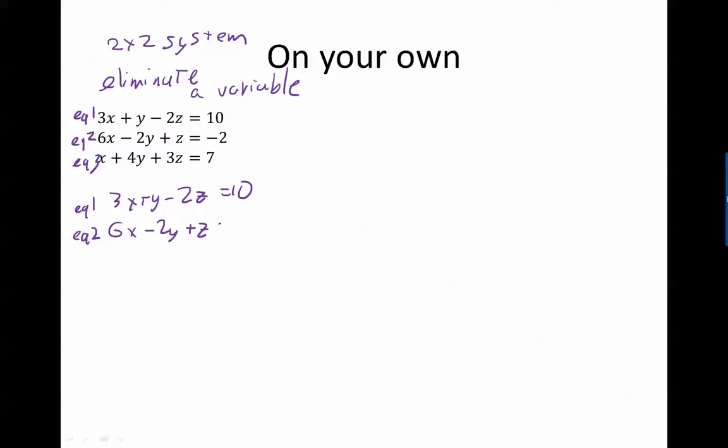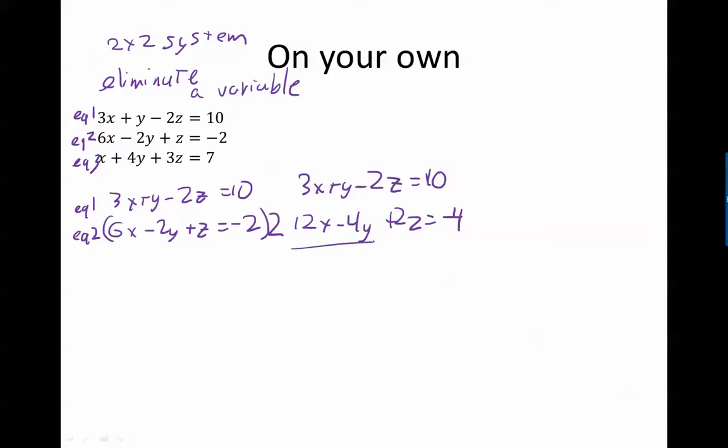So here we've got a negative 2z. I need this one to be a positive 2z. To do that, I need to multiply the whole bottom equation by 2. So my top equation doesn't change, but my bottom equation is going to be doubled. So that's going to be 12x minus 4y plus 2z equals negative 4. Now when I add these together, that will eliminate.